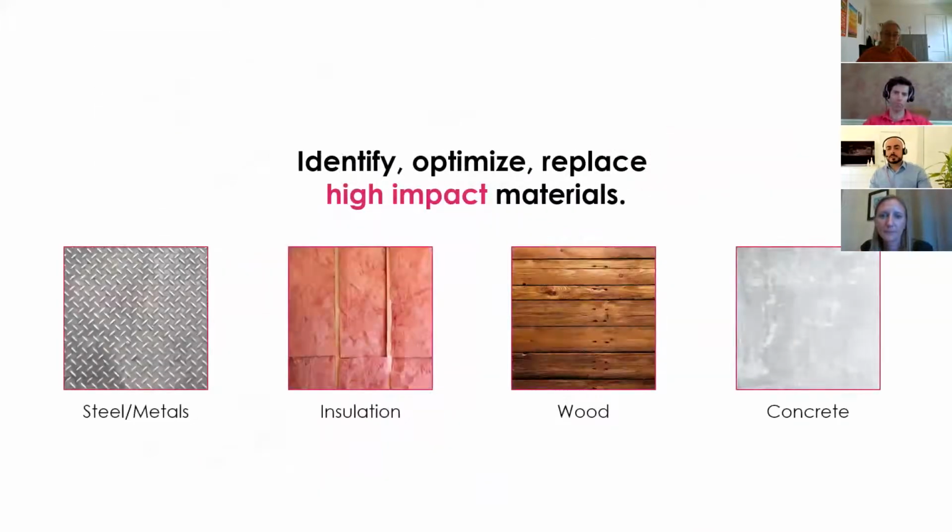So throughout this process, our goal is always to identify high impact materials. And we already know that steel or any metals that go into the building are high impact. Insulation is high impact. Wood is high impact in terms of its sourcing and how its positivity could shift depending on how you source it, and eventually concrete.